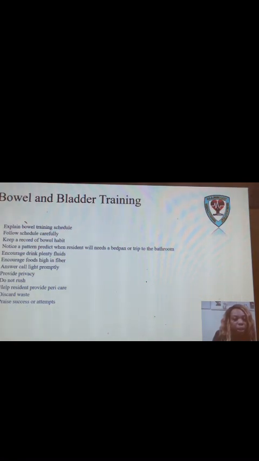You want to keep a record of their bowel habit. You want to take notice of a pattern to predict when the resident will need a bedpan or a trip to the bathroom. You want to encourage them to drink plenty of fluids. You want to encourage foods high in fiber. Make sure that you're answering that call light promptly. You want to provide privacy. You do not want to rush. You want to help the resident provide peri-care. You want to discard any waste. And you want to praise your resident for success.